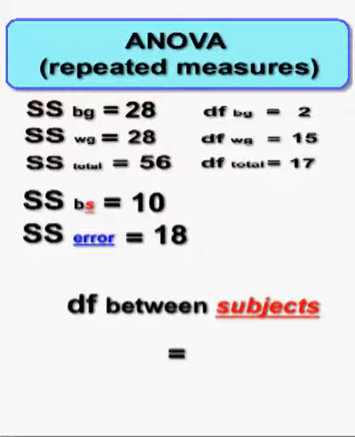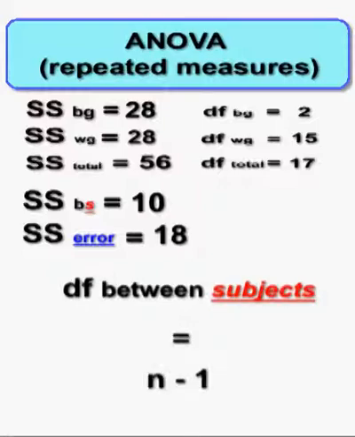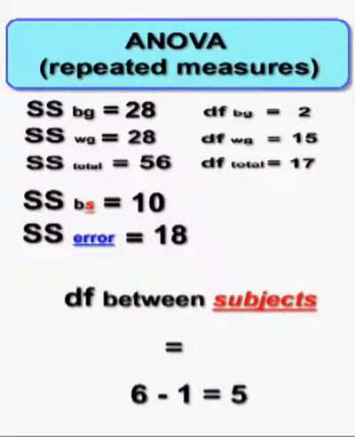Now we need to turn our attention to the degrees of freedom between subjects. And there's the formula for that. It is the number of subjects in a single group minus 1. We have 6 volunteers. Minus 1 is 5. So now we know that.